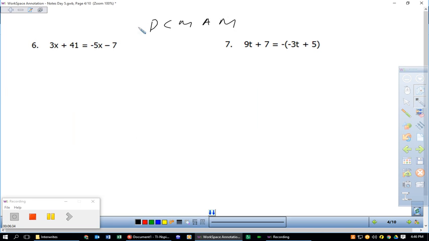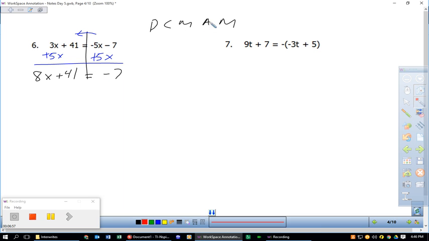So distribute, can't do that yet. Combine like terms, nope, can't do any of that. Move variables, I'm going to go ahead and move these to the left, so I'm going to add 5x. Have to do the opposite. That gives us an 8x plus 41 equals minus 7.